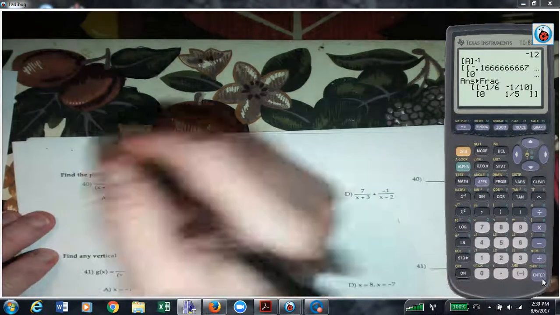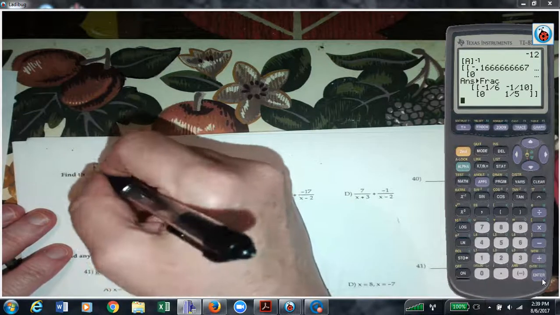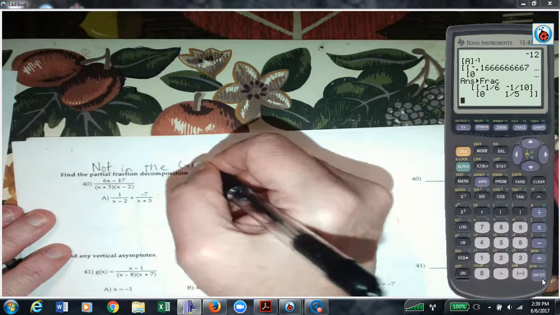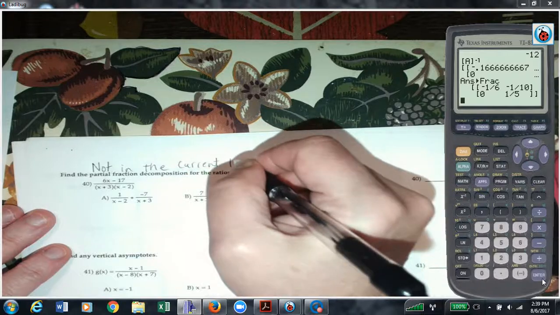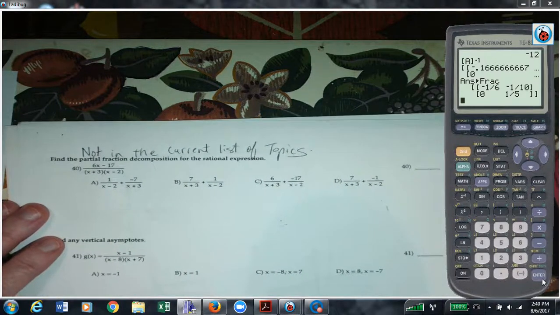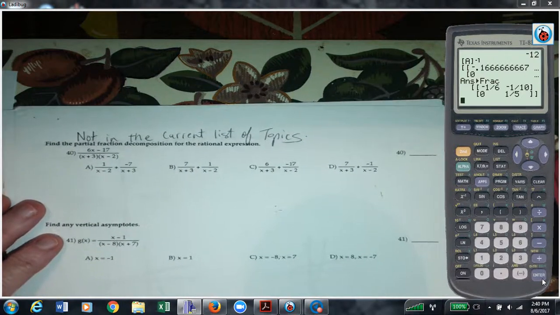Okay, partial fraction decomposition. This is from a previous year. This is not in the current list of topics. So you don't have to worry about partial fraction decomposition.